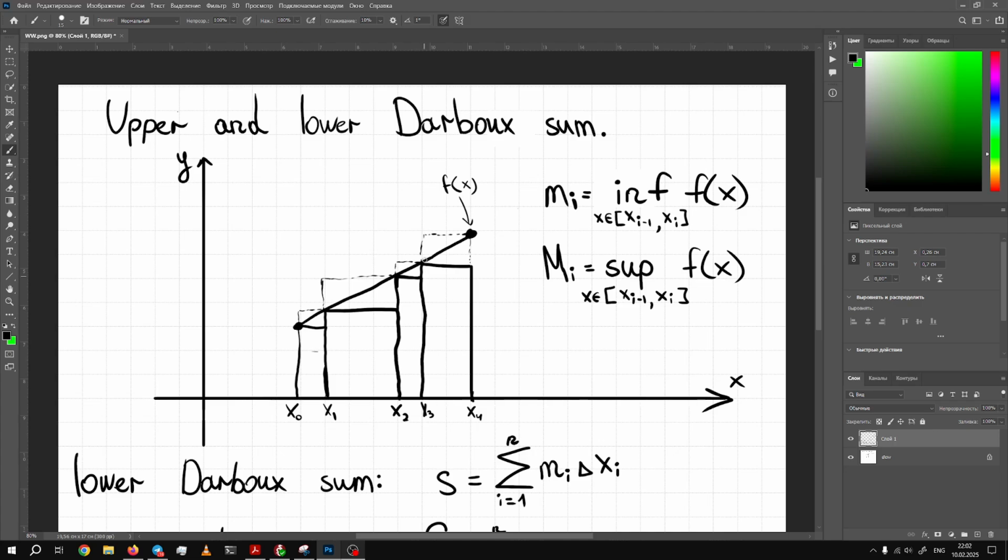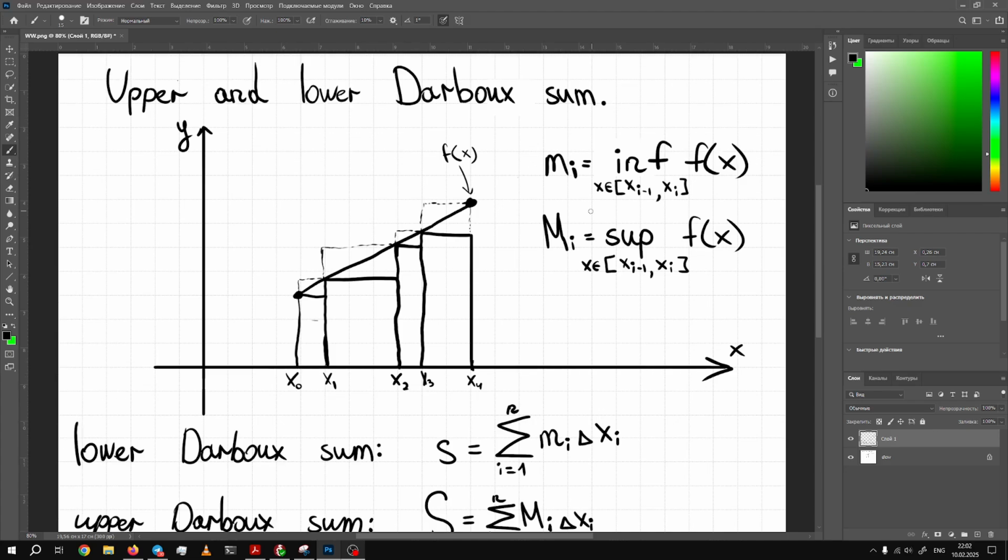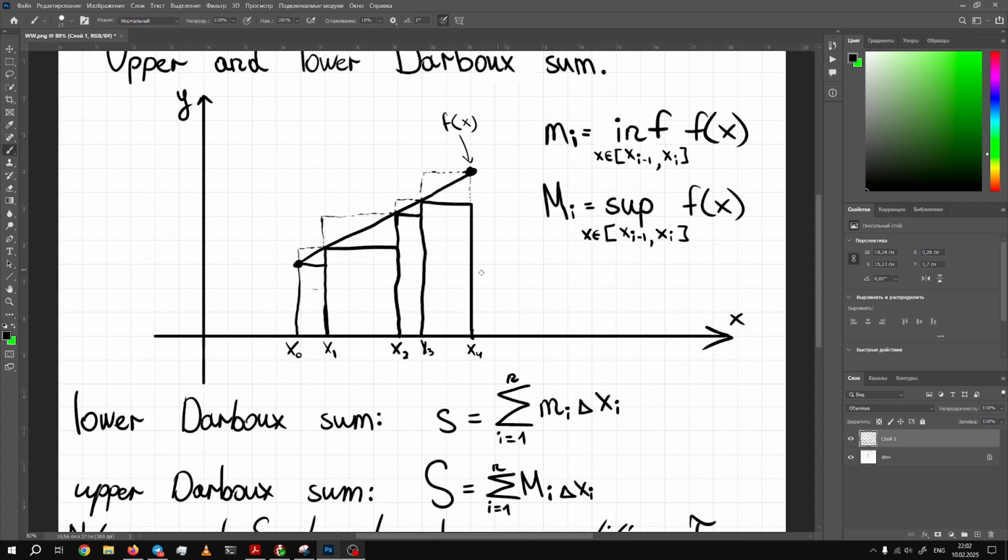And let's see, for example, the interval from x3 to x4. The infimum will be this point and the supremum will be this point. I think it's really easy. So we know that m small i is the infimum and M big i is the supremum.